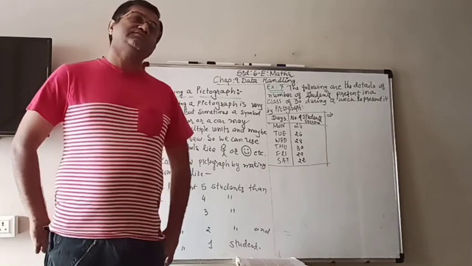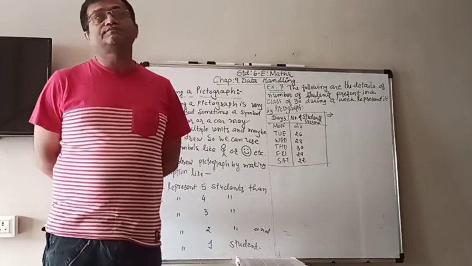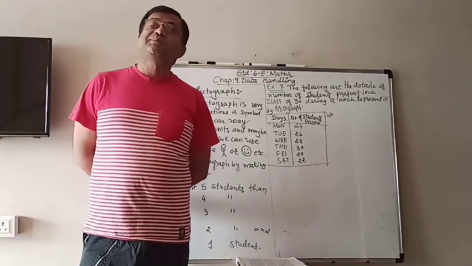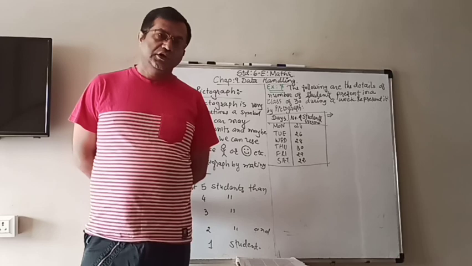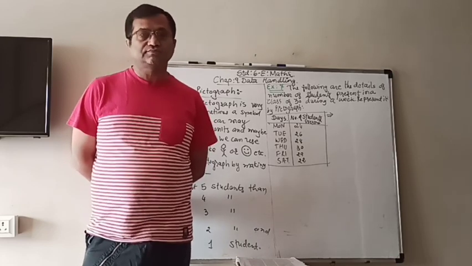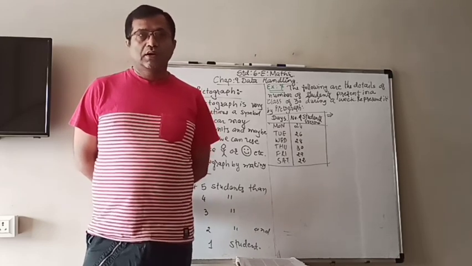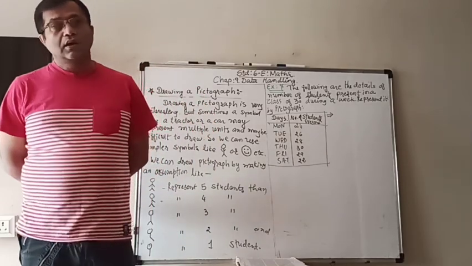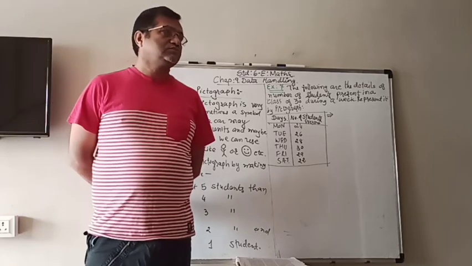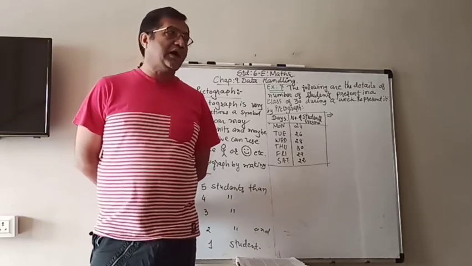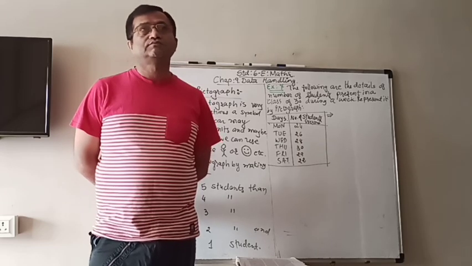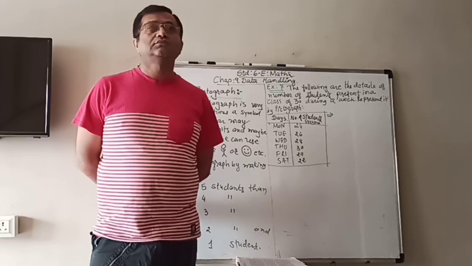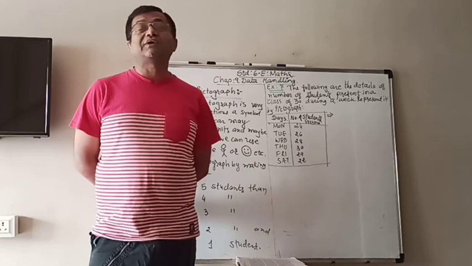In the last session, in this chapter we learned about pictograph. When we represent the data using some symbols and pictures, then it is known as pictograph. Because we know that pictures are easy to understand. It can give you an idea of the data at a glance very quickly.